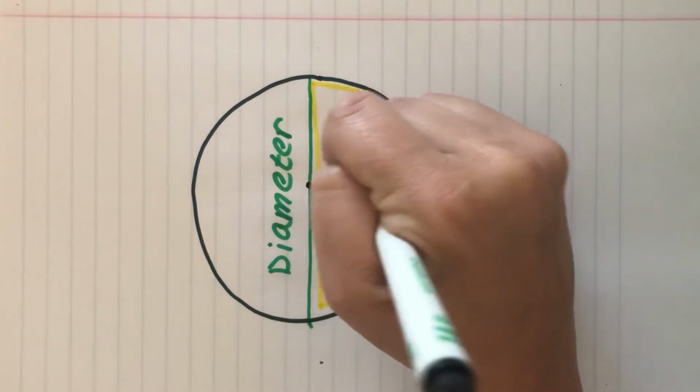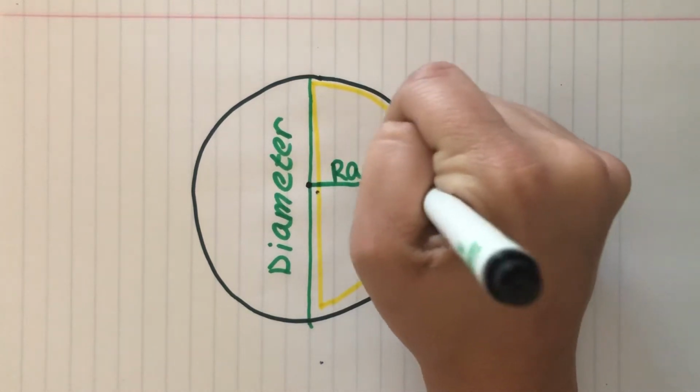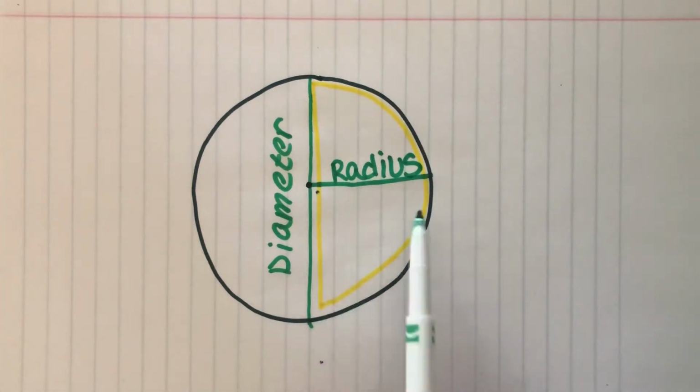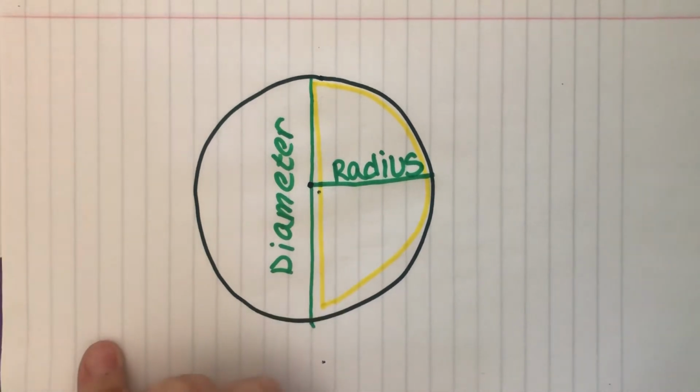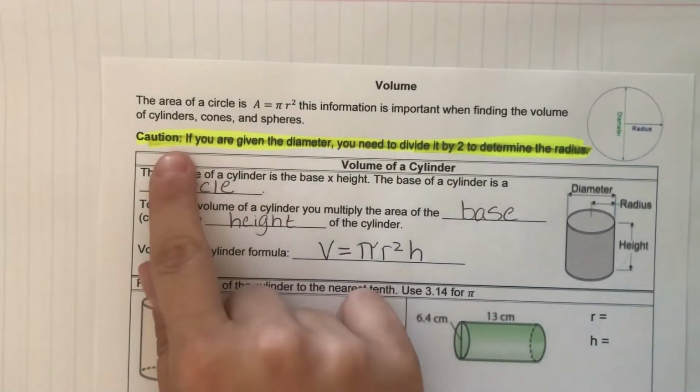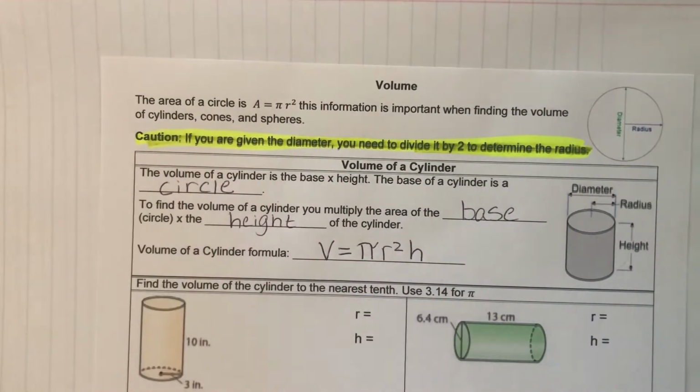Now, if I only had a line that went from the center point to one side, so only halfway, this is called the radius. The radius is half the diameter. So very important we remember that information. I did highlight this here on our notes. It says, caution, if you are given the diameter, you need to divide it by 2 to determine the radius. Because remember, the radius is half of what the diameter is.